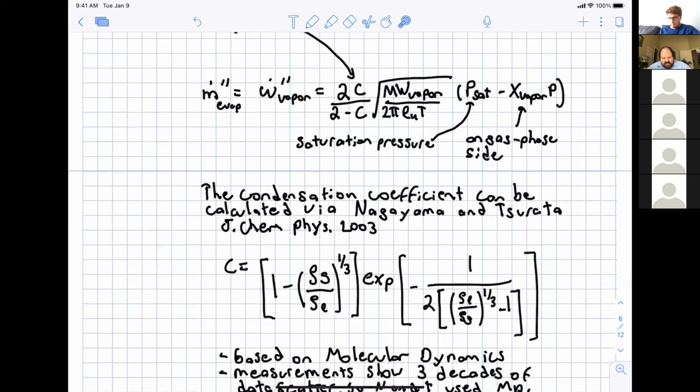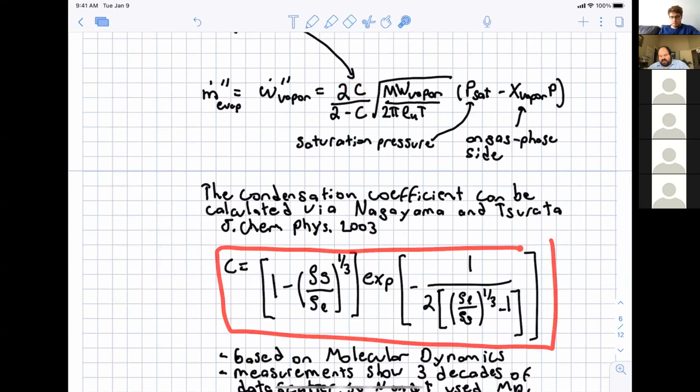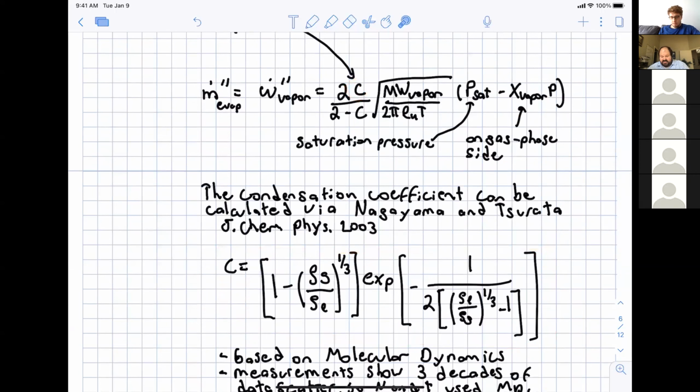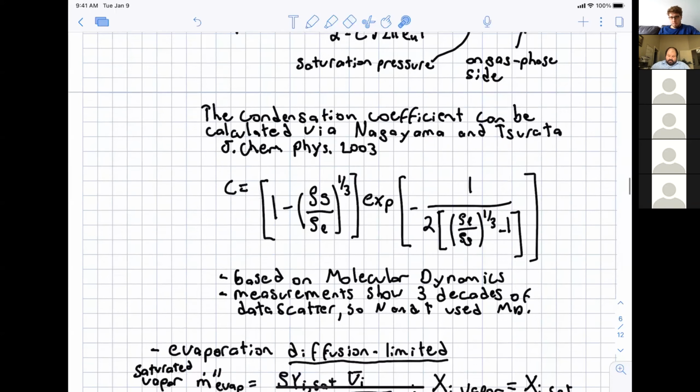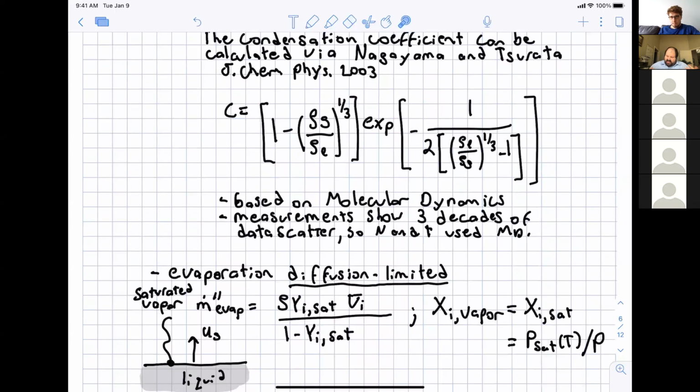So if you wind up needing to use the Schrage-Knudsen equation, there is a nice curve fit correlation based on some really nice molecular dynamic simulations from Nagayama and Tsuruta. Okay, and so if you ever need the Schrage-Knudsen equation and you don't have reliable data, which is more than likely the case for the condensation coefficient, you can just use this. Okay, and so that's one way of handling evaporation.